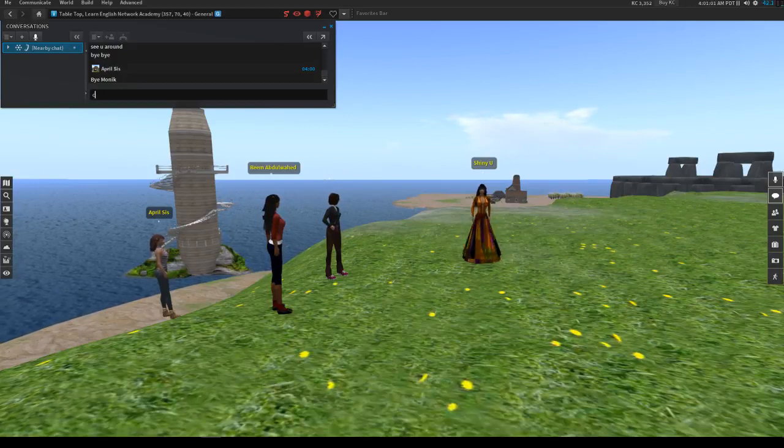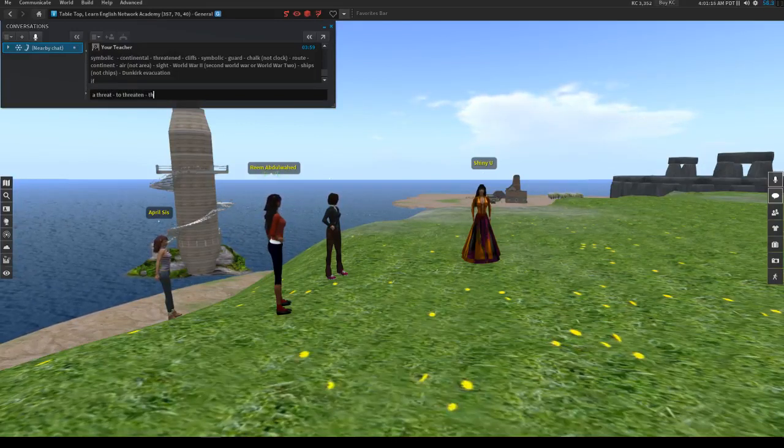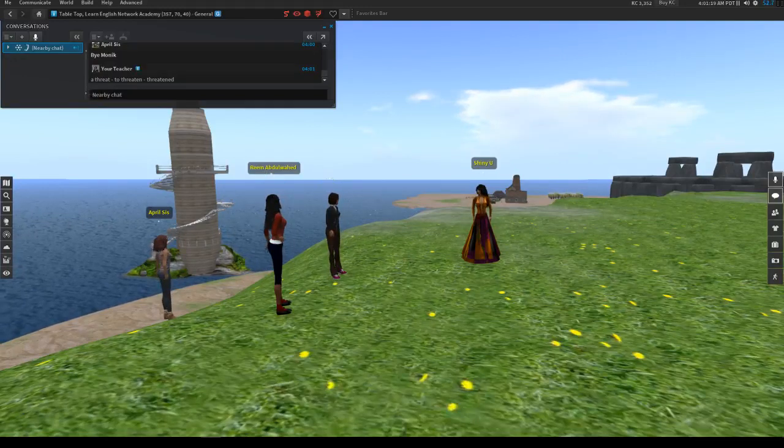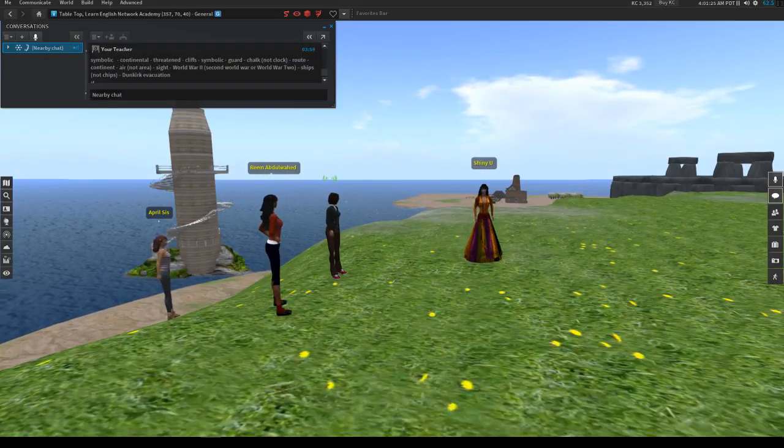Okay. Next one is threatened. A threat, to threaten. Threatened is the past of to threaten. Okay. Then symbolic again, that's fine. Guard.